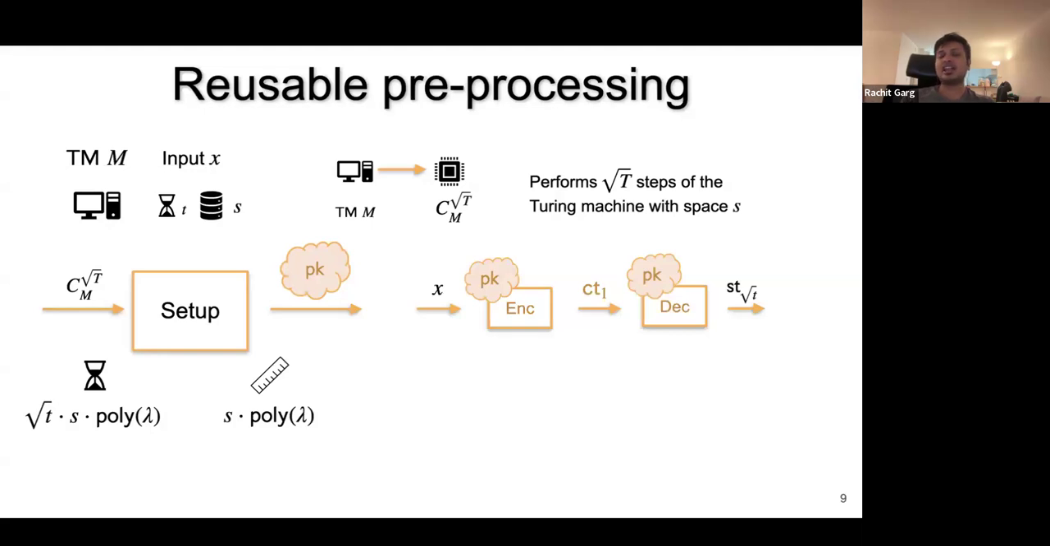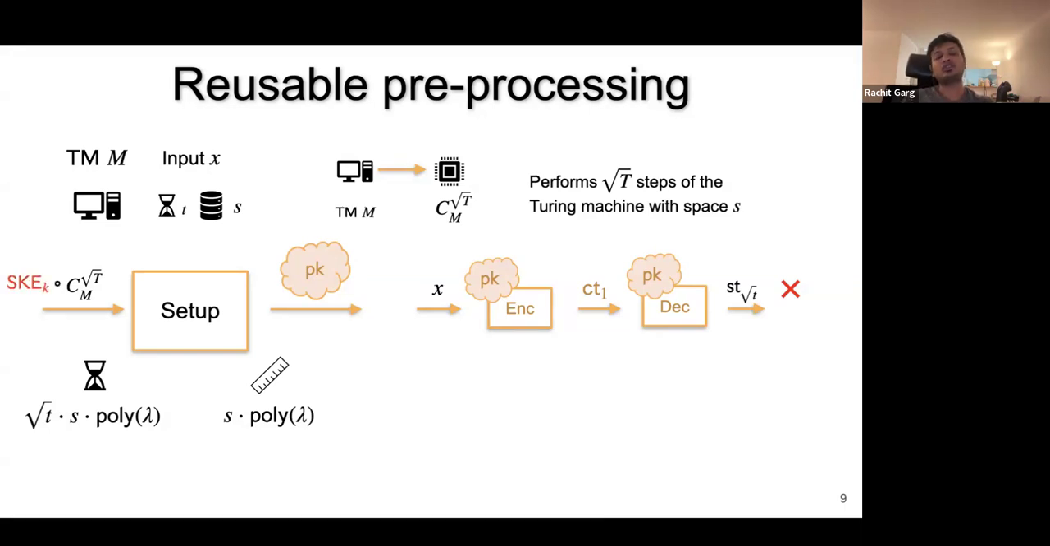But notice now that if you just encrypt your ciphertext under this laconic function evaluation scheme, when you decrypt it, you'll know the state after square root t many steps. And this is undesirable. Remember that the notion of security is that we only want to reveal information at the end of t steps. So if we reveal information at some intermediate point, that's going to violate security.